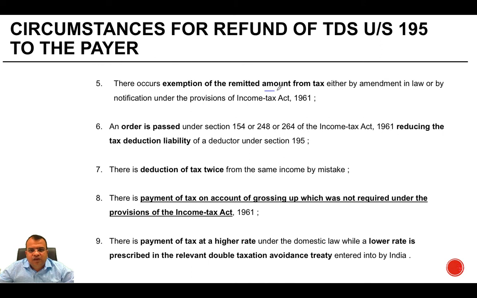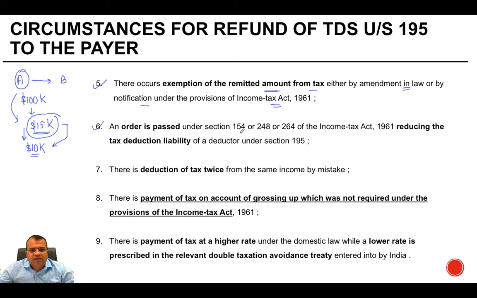There occurs exemption of the remitted amount from tax either by amendment in law or by notification under the provisions of the Income Tax Act 1961. So suppose, again we'll take the same example, A had remitted to B $100,000. A deducted TDS, taking a conservative stand, amounting to $15,000. But once they had deducted $15,000, there was an amendment in the law which said that you should have deducted only $10,000. So the difference, which is $5,000, is something which should be refundable to A.